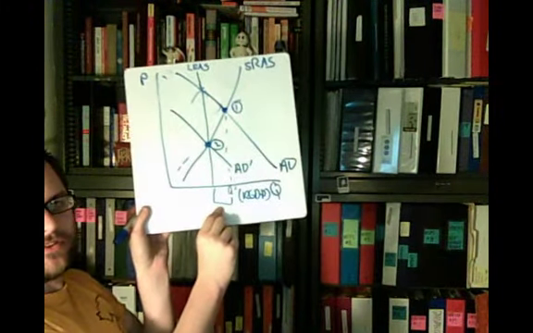Now, the question then is how much does the Federal Reserve have to do to fix this problem? Well, we actually already know the answer to that. So we've got a gap here, right? An inflationary gap. Let's say that's $100 billion.